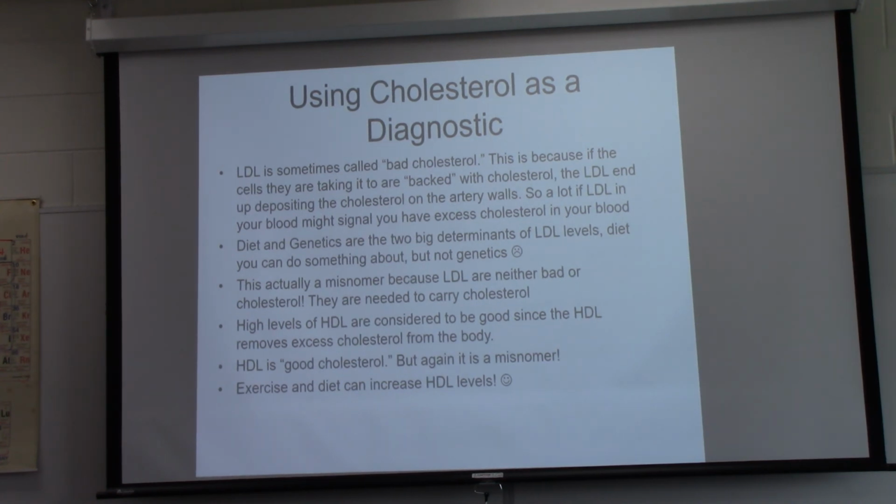Unfortunately, LDLs, I told you, have a job. They do carry cholesterol to cells. But we use levels of LDL in blood work to determine if your blood has too much cholesterol. If there's high levels of LDL, they suggest you have high levels of cholesterol. So that's why they call it bad cholesterol, even though it's not bad. It's its way of measuring the cholesterol.